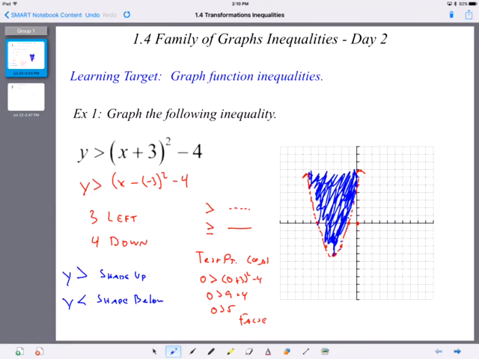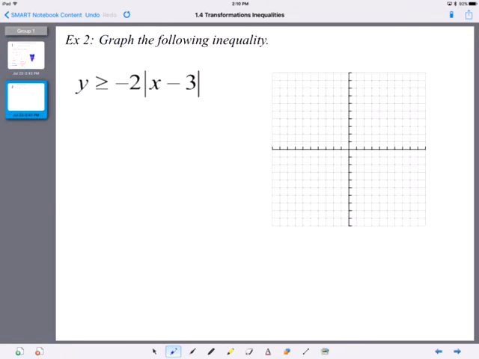Alright, so let's do one more example. This example is an absolute value, once again using transformation. So we'll go through the transformation part, graph it, and then do the shading. On this one, if you want to pause it and see if you can go through and do this on your own.